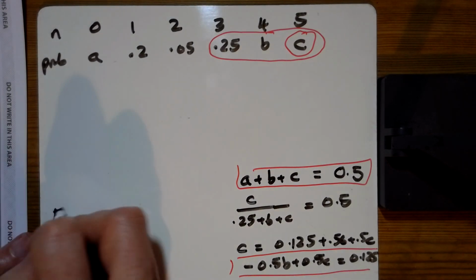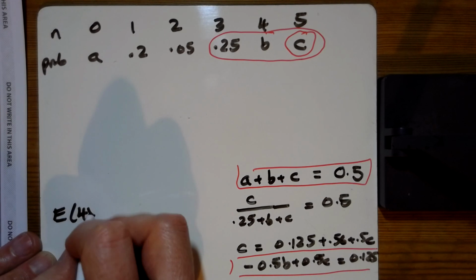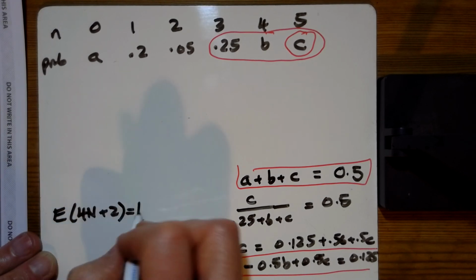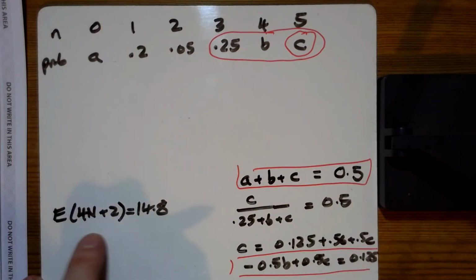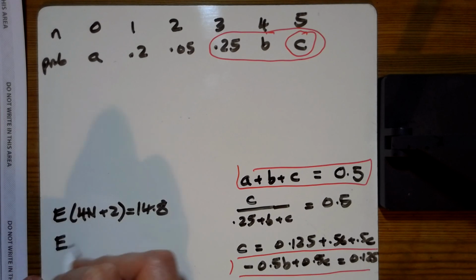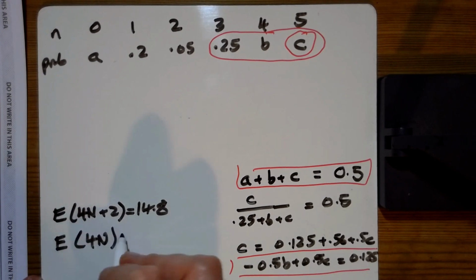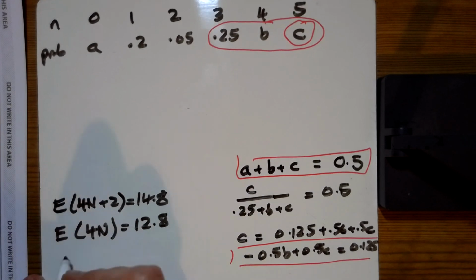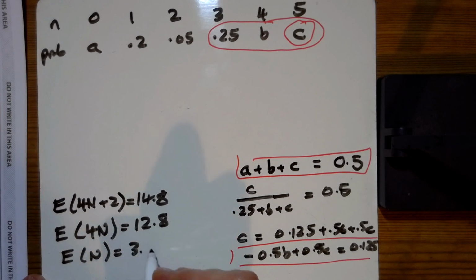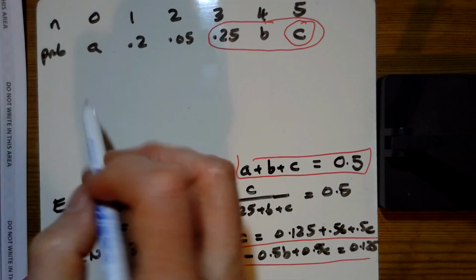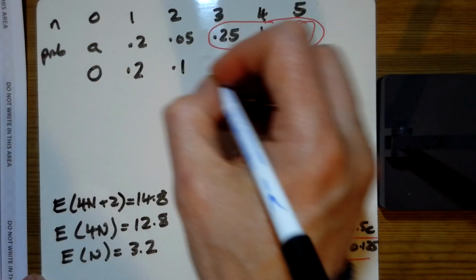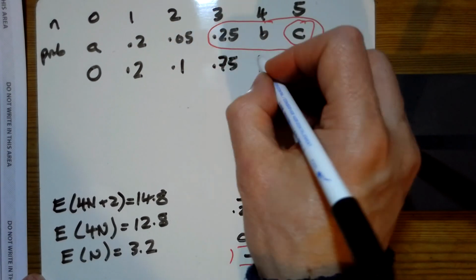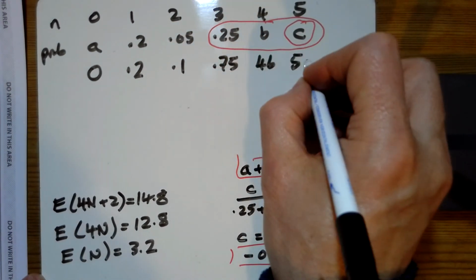So the third one comes from this expected value of 4n plus 2 equals 14.8. Now we could actually do a whole row of 4n plus 2's here, but you do know that this can be tidied up, can't you? So this is the same as the expected value of 4n, take off 2, is 12.8. And so then divide by 4, the expected value of n is going to equal 3.2. Now the expected value of n means times these things together. Look, that one's 0, that one's 0.2, that's 0.1, that's 0.75, that's 4b, and that's 5c.